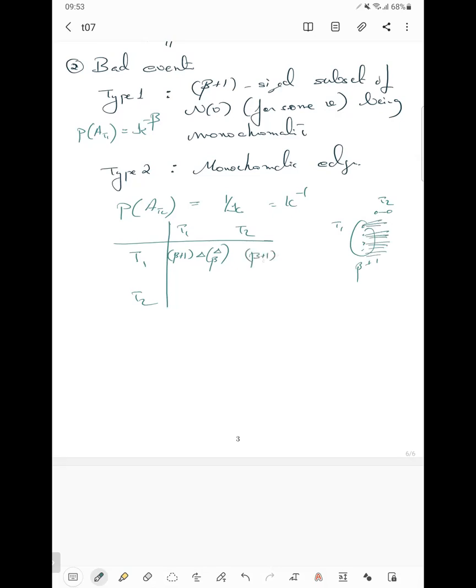Each vertex has delta edges at most. So there are beta plus 1 vertices in your type 1 event. So this will be the upper bound. Okay, now type 2 are edges.